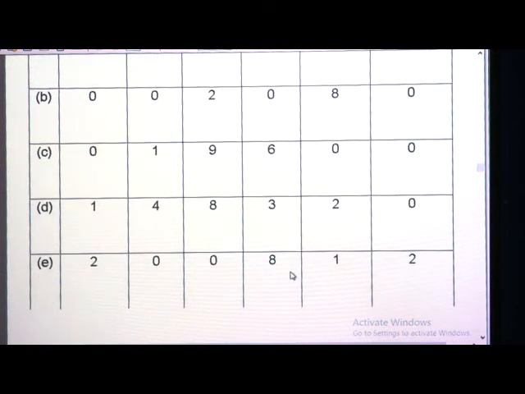Next question, 200.812. In the hundreds place we have 2, in the tens place we have 0, in the ones place we have 0, tenth place we have 8, hundredth place we have 1, and thousandth place we have 2. So, this is the place value for the number 200.812.